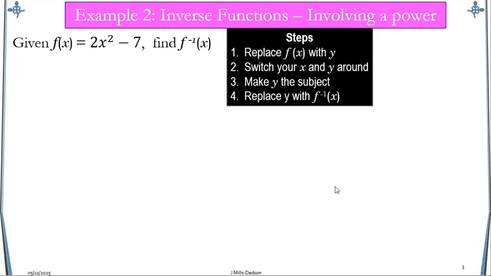Now let's look at the second example of inverse function which involves powers. So we have f of x equals x squared minus 7, and we are supposed to get the inverse function of this. We're still going to follow the same 4 steps.